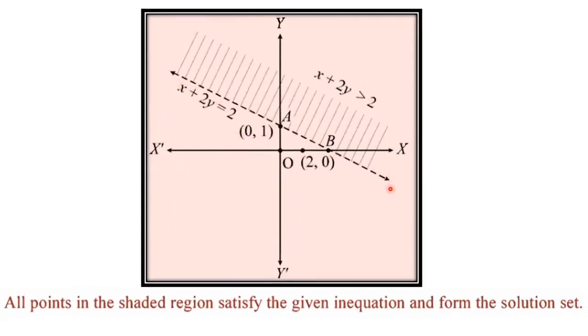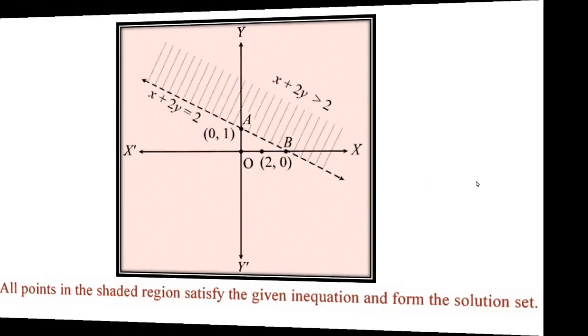Now, this line is not passing through the origin. So, let's take the origin (0, 0) and do the testing in the given inequation. Put the value of x and y as 0, 0. So, 0 + 0 > 2 means it is false. If it is false, then the point that we have taken, (0, 0), where that point lies is not the required region, and the other portion is the required region. So we will shade the other portion. So all the points in the shaded region satisfy the given inequation and form the solution set.